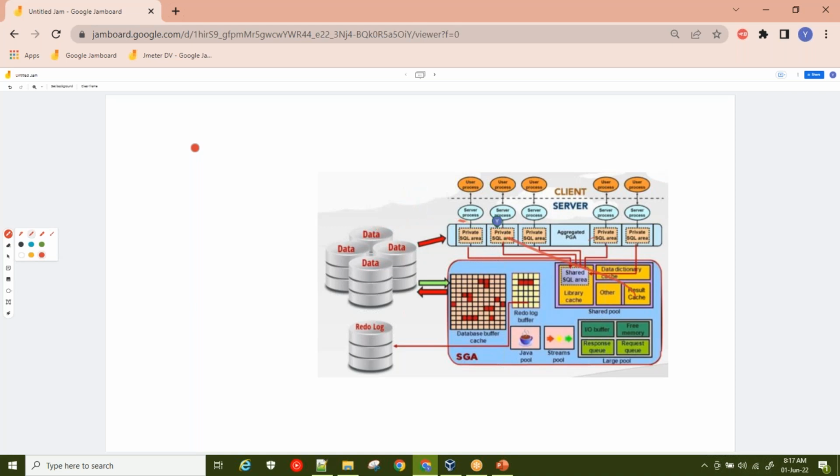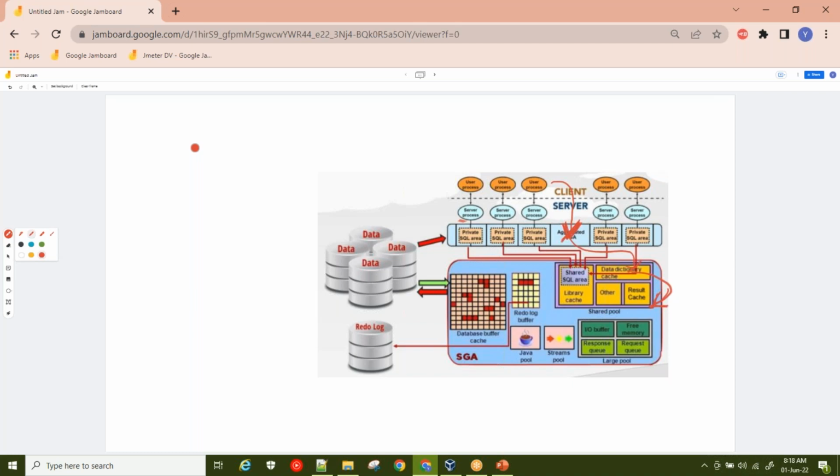Now when a user runs a query, it will go to the PGA. What the PGA will do is first go to the data dictionary cache and check whether the definition is okay, that the query is correct and all. Then after that it will go to the result cache. Why is it going to the result cache? It will check whether this query was run before and whether we already have the result stored in the result cache.